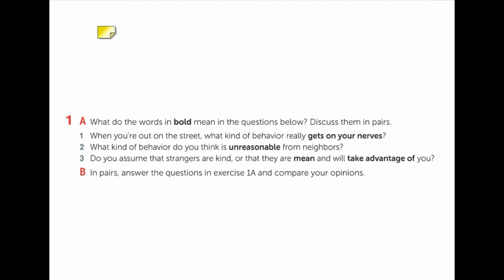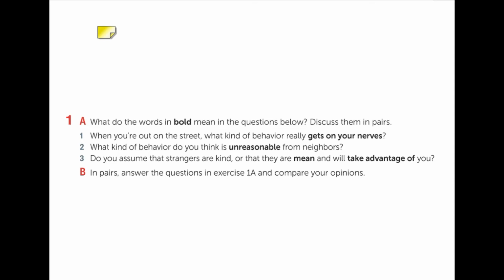So, continue talking about behavior and attitudes of a person. We're going to do this exercise to understand a little about some expressions related to behavior. Let's check. Number 1. When you're out on the street, what kind of behavior really gets on your nerves? 2. What kind of behavior do you think is unreasonable from neighbors? Number 3. Do you assume that strangers are kind or that they are mean and will take advantage of you?